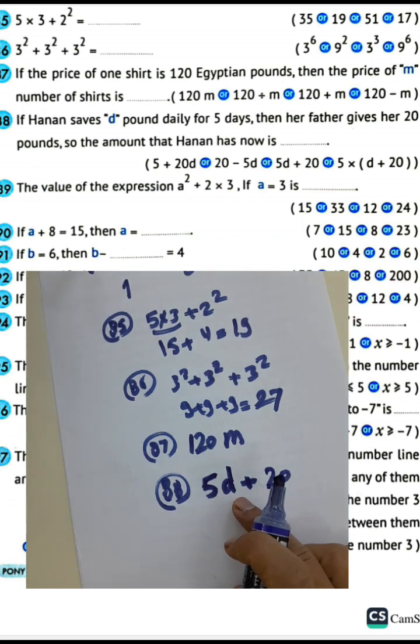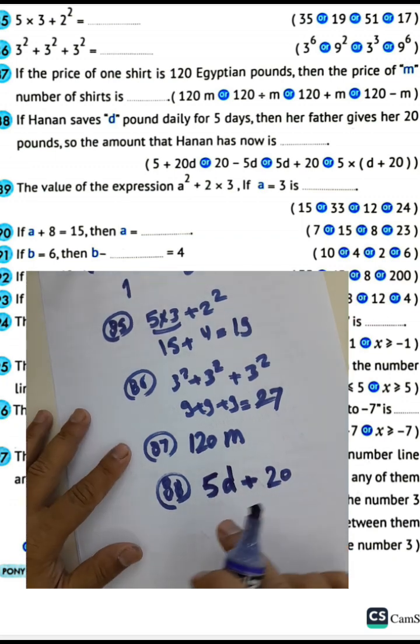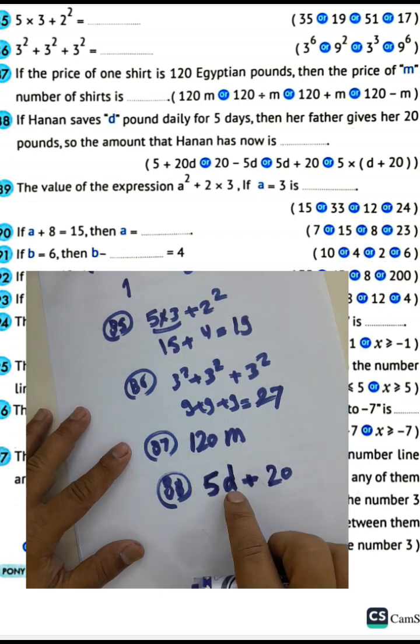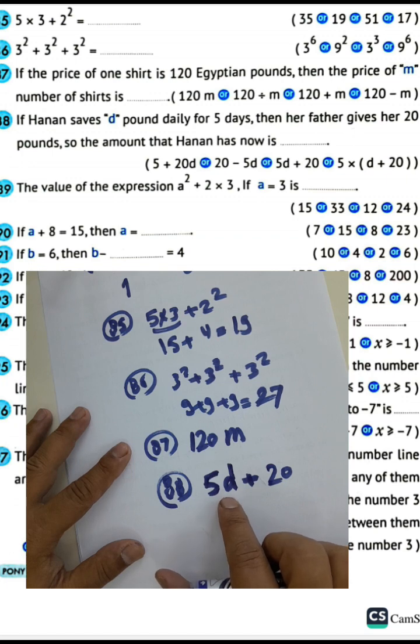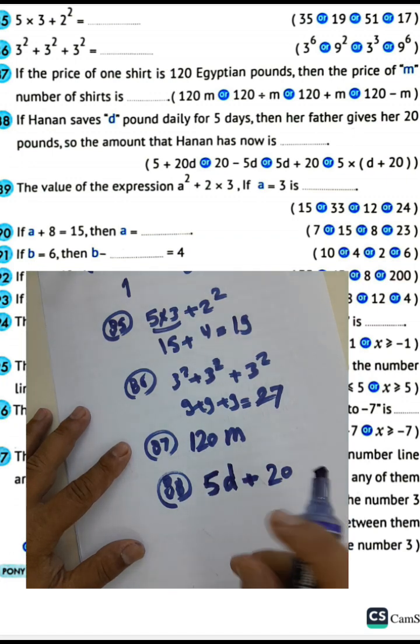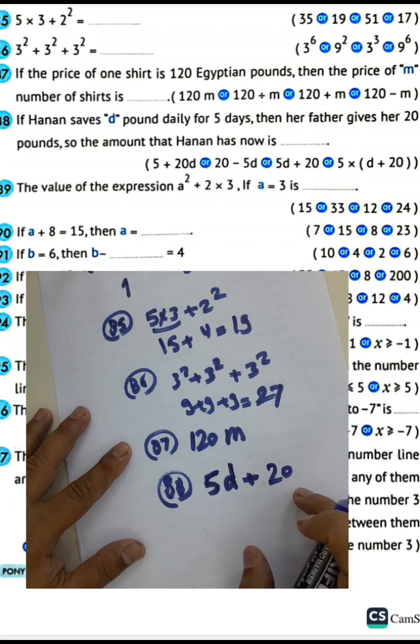Okay, again, she saved D pounds, D pounds, it's the pounds. Okay, 5 is the number of the days. Multiplying them gives the amount of money Hanan has now. And her father gives her 20 pounds. So the total here will be 5D plus 20.